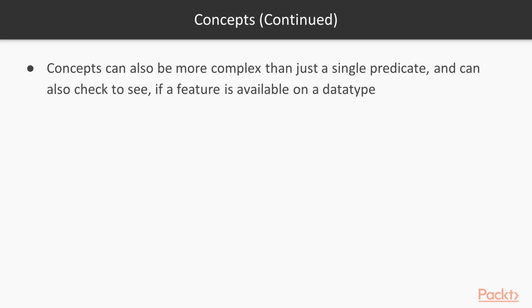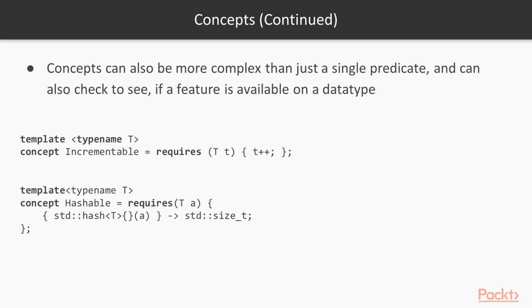Concepts can also be more complex than just a single predicate. They can be a constexpr function that can be resolved at compile time. Here, for example, we have an incrementable constraint, which checks that the data type can be incremented using the ++ operator. We also have a hashable constraint that verifies that the value passed in can be run through a hash function and that its result will be a standard size_t. As you can see, this makes concepts very powerful.